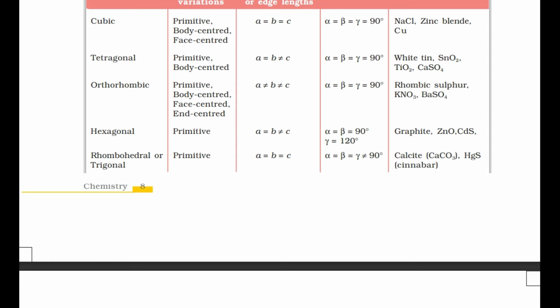Now the next is rhombohedral or trigonal. The possible variation is primitive. Talking about edge lengths, a equals b equals c, and axial angles, alpha equals beta equals gamma, which is not equal to 90 degrees. The examples are calcite, CaCO3, and HgS, cinnabar.